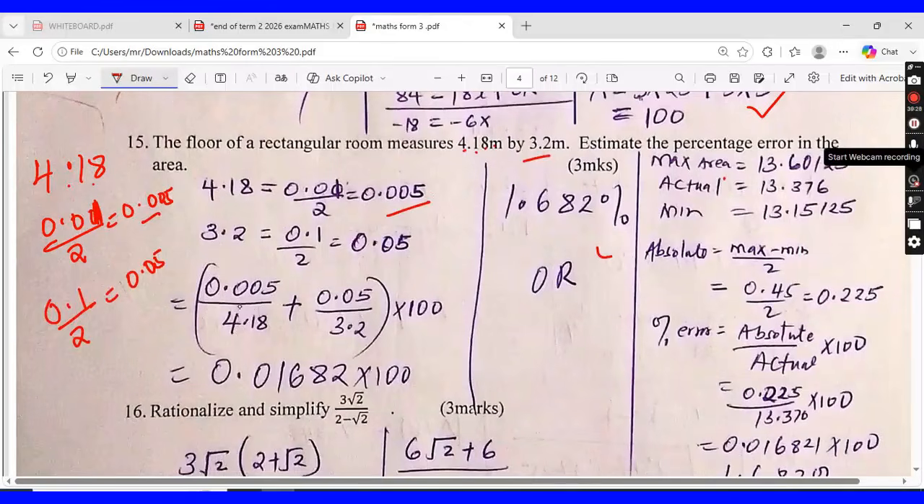Now you can get the relative errors here. Then you multiply with 100 to get the percentage error. You get the individual relative errors, and you multiply with 100, you get the percentage error.